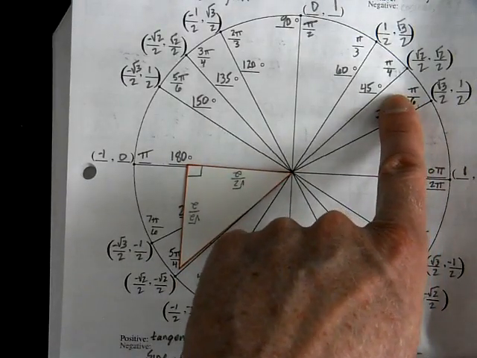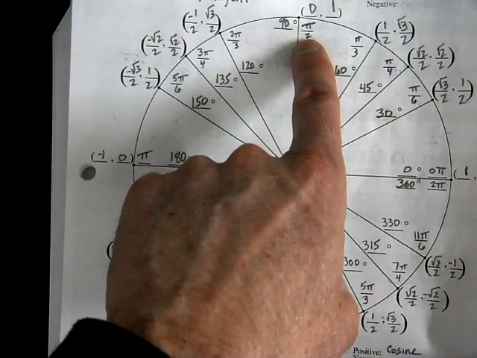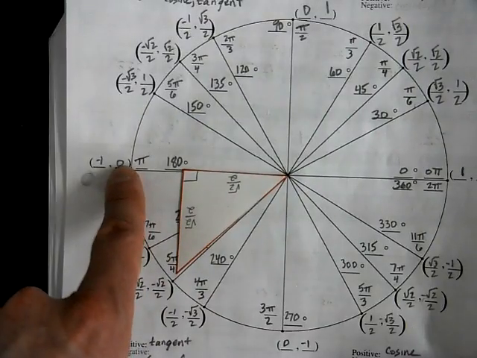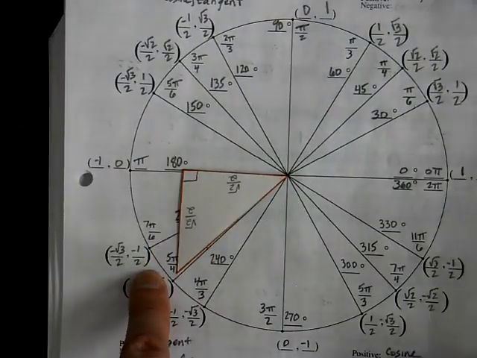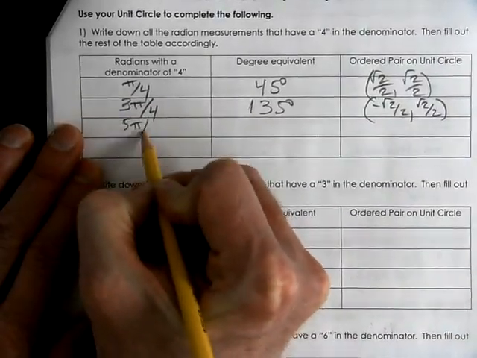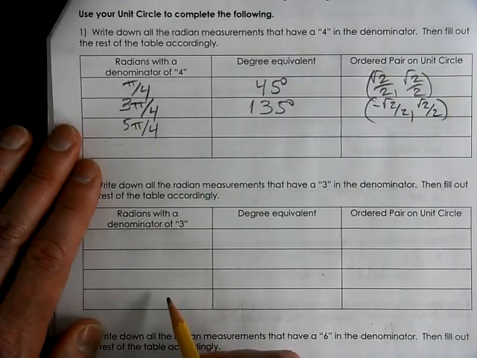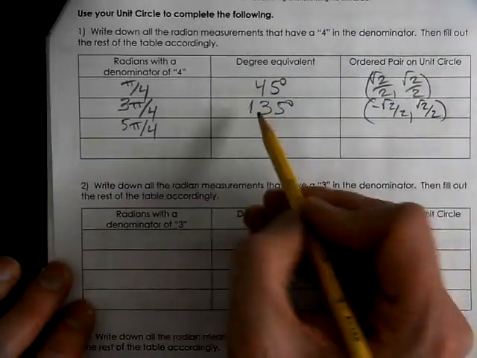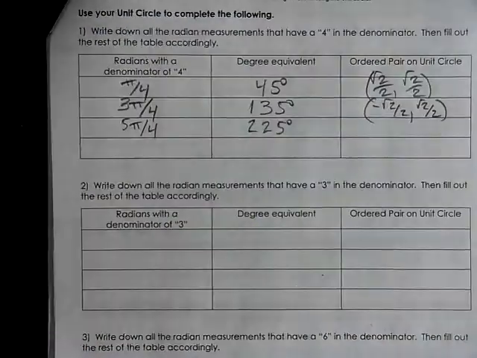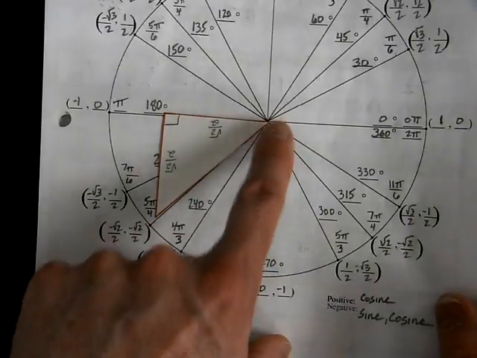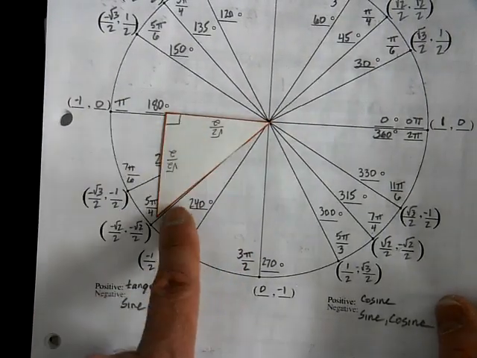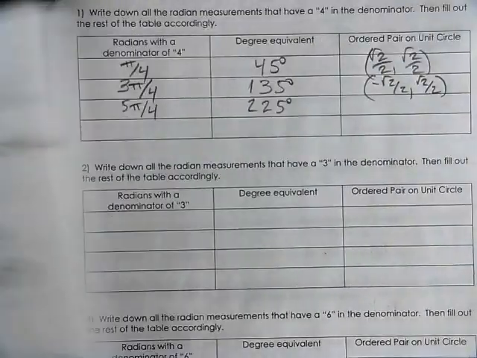1 pi over 4, 2 pi over 4 gets reduced, 3 pi over 4, 4 pi over 4 gets reduced, 5 pi over 4. That one can't be reduced, so we're going to write that one down. 5 pi over 4. So that's 225 degrees. That's going to have the exact same coordinates again. Your x is root 2 over 2. Your y is root 2 over 2. Your x is negative. Your y is negative. So we write down our coordinates.